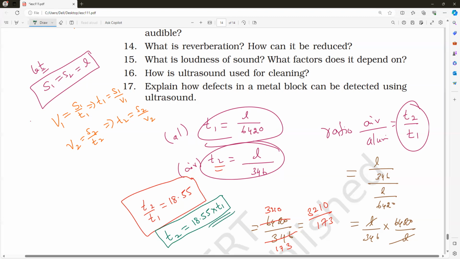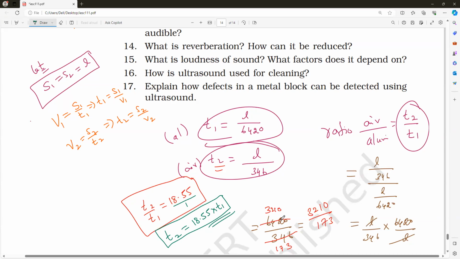Yes, sir, but they are asking in ratio. Ratio only. T2 by T1 is equal to 18.55 divided by 1. Here 1 you can take. Sir, the ratio is 18.55:1. Yes, you can take.